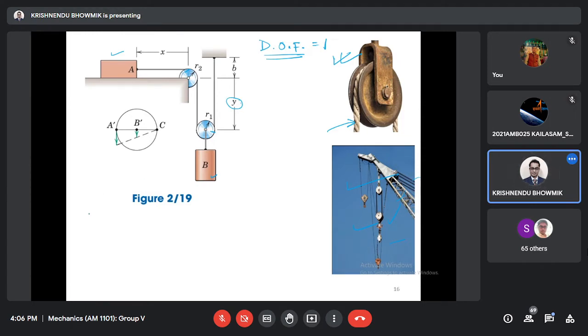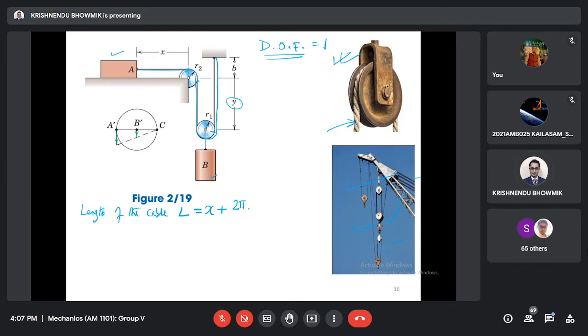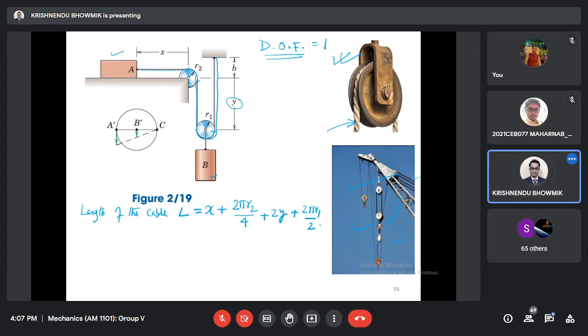So, consider the length of the cable. This is the cable, and we have to calculate its length. So L equals x plus 2 pi R2 by 4, plus 2y plus 2 pi R1 by 2 plus b. Is that not it?